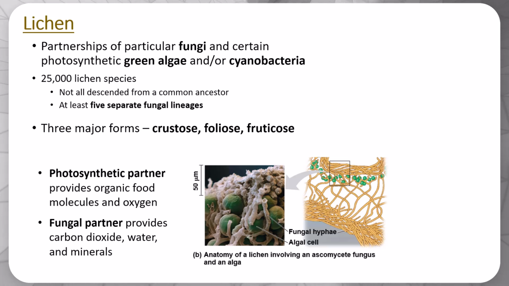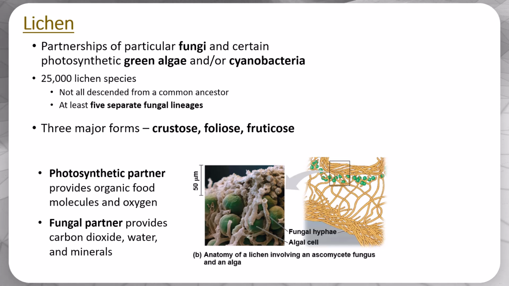So lichen is a partnership of a particular fungus and either photosynthetic green algae or cyanobacteria. There are 25,000 or so lichen species, and they are not all descended from a common ancestor, and it's not all the same fungus or all the same algae. So this has evolved in at least 5 separate fungal lineages. So lichen are actually pretty complex. There are 3 major growth forms: crustose, foliose, and fruticose, which I'll show you on the next slide.